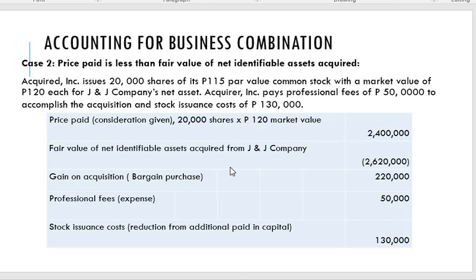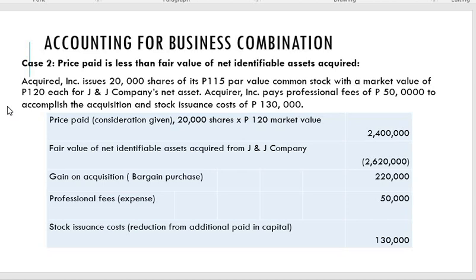So, what if in case 2, the price paid is less than the fair value of the net identifiable assets acquired? If the price paid is less than the fair value of the net identifiable assets acquired, there is a gain on acquisition or bargain purchase. So assume that the acquirer, Incorporated, issued 20,000 shares of its 115 par value common stock with a market value of 120 each for J&J's net assets. So it issued 20,000 shares. The par value is 115, the market value is 120, so there is 5 additional paid in capital.